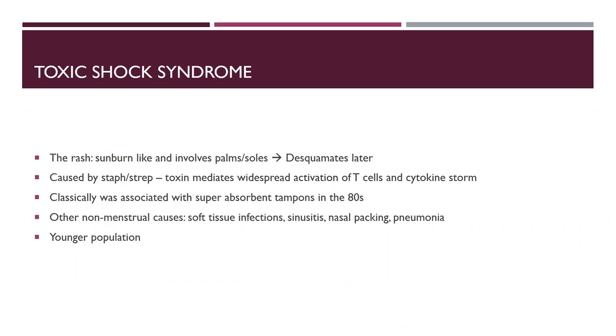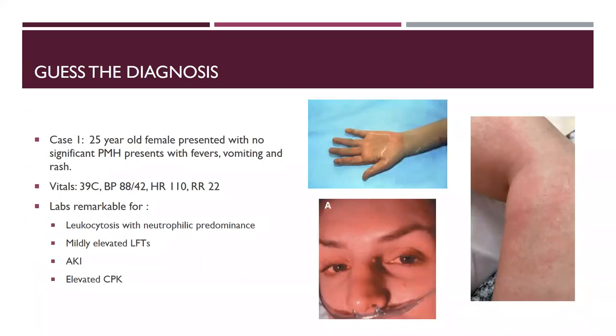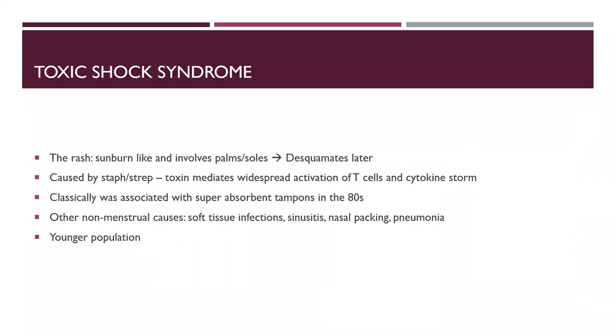So it initially starts looking like a sunburn, kind of like her face does in that picture. And then usually will involve the palms and soles. So when you talk about derm stuff, if it involves the palms and soles, it limits your diagnosis significantly because not a lot of rashes do palms and soles. It will then desquamate like her hand did in that picture.